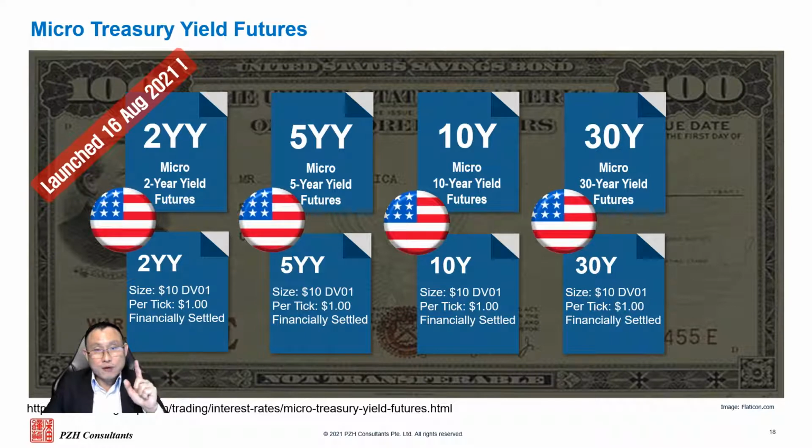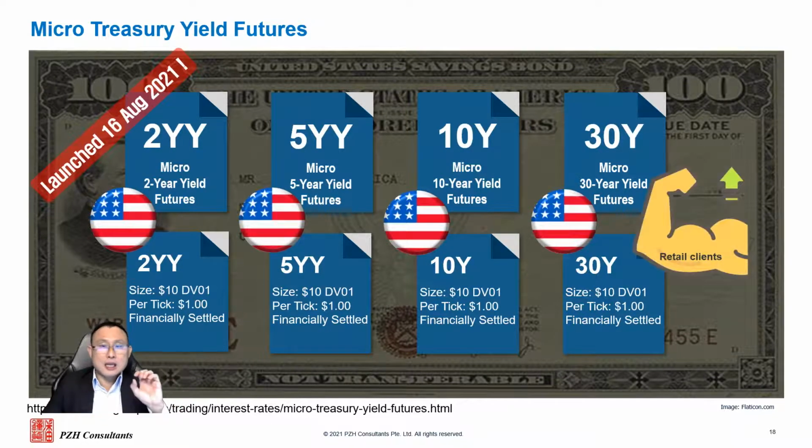Okay, first and foremost, I draw your attention to the size. Okay, $10 DV01. I'll explain to everybody what DV01 means later. But as you can see here, the price per tick is only $1 US, and it's financially settled, so you don't have to worry about physical delivery. So you put that all together, this suite of products is really a customized interest rate trading product that was designed for the retail client. Okay, so I'm going to spend the next 10 minutes or so explaining to everybody how this works.